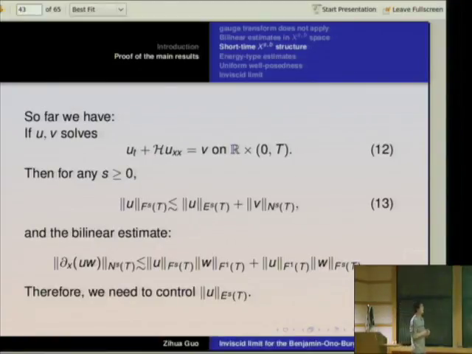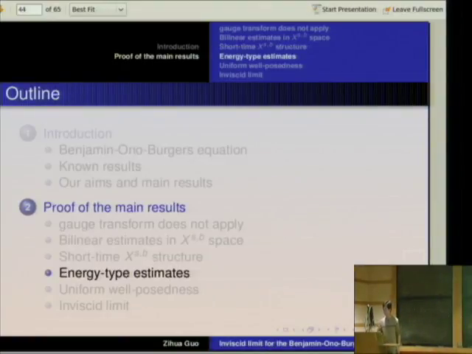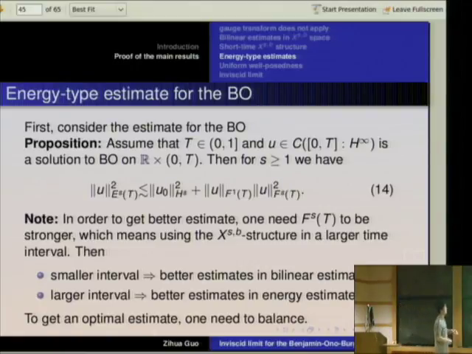So now let me recall what we have so far. We have this for the BO equation. We have the linear estimate, and we have the bilinear estimate. In practice, we take V equal to this nonlinearity. So we need to control the energy of U. Then we need to do the energy estimates, and we will do it like this. This estimate uses the structure of the equation.